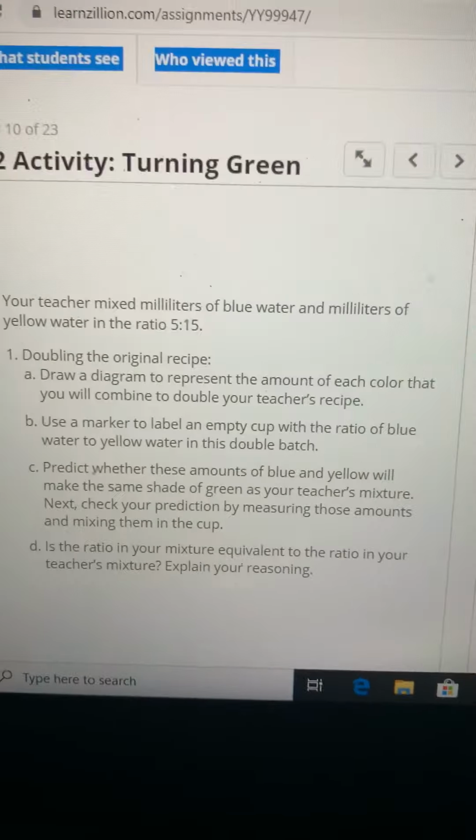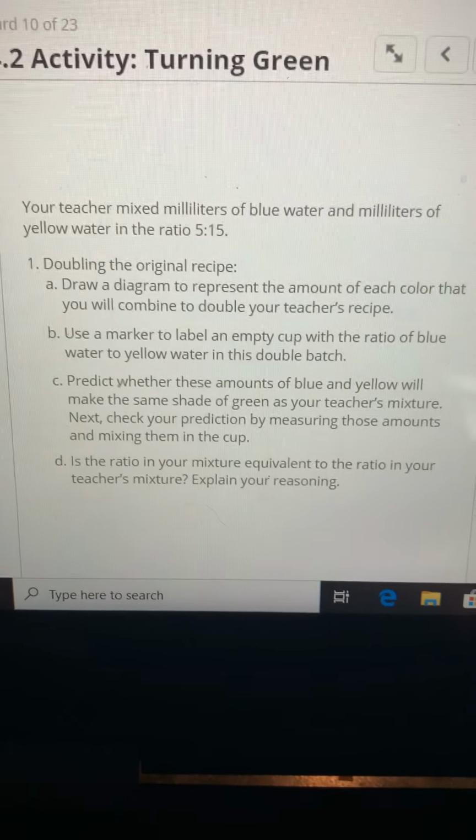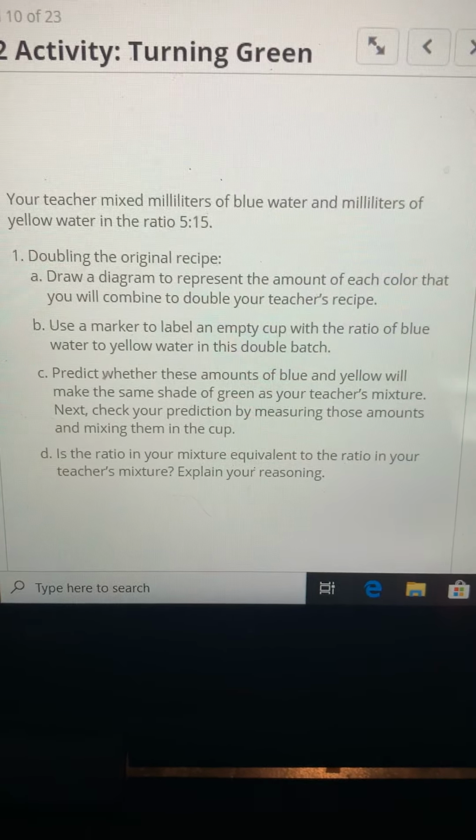There we go. 5 blue and 15 yellow. 5, 10, 15. Okay? So that obviously turned it green. That did work. Now the questions they say, doubling the original recipe, draw a diagram to represent the amount of each color that you will combine to double your teacher's recipe.